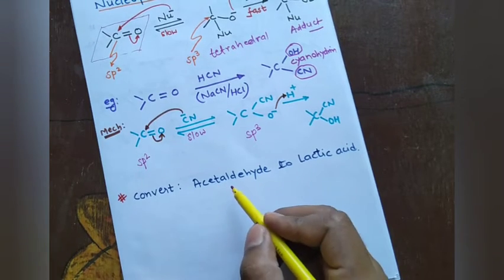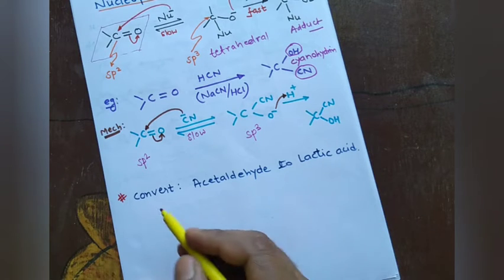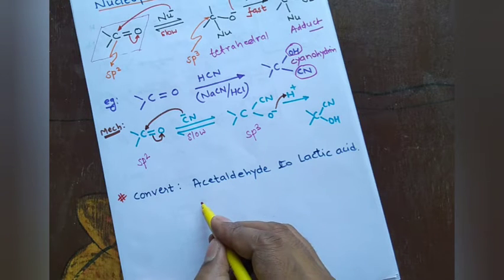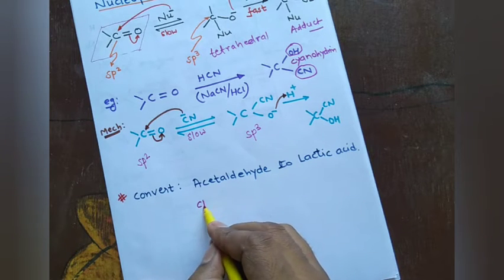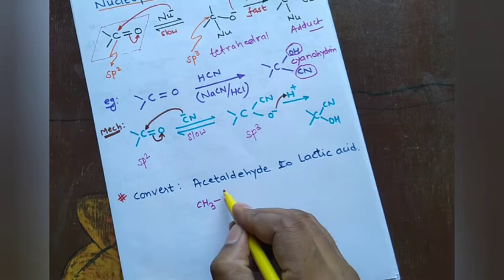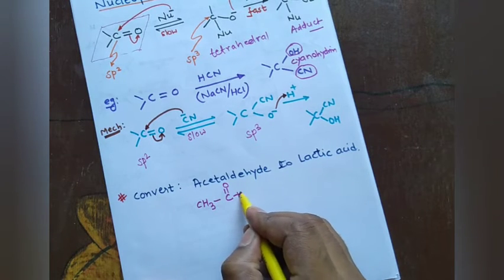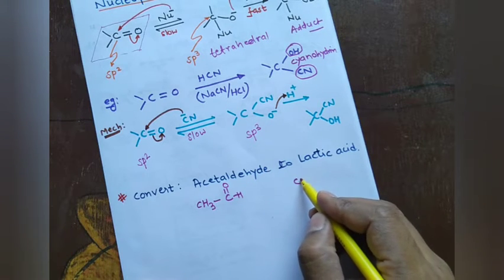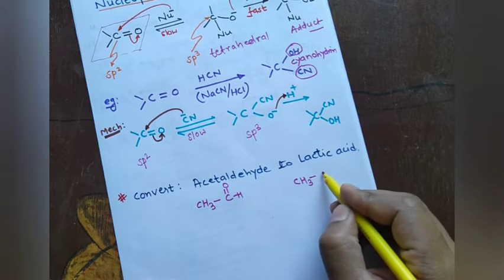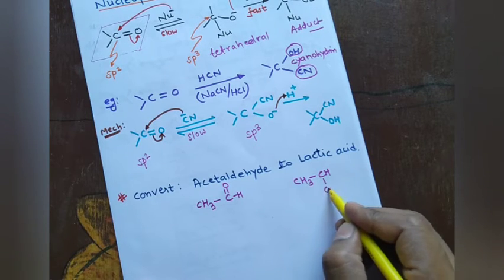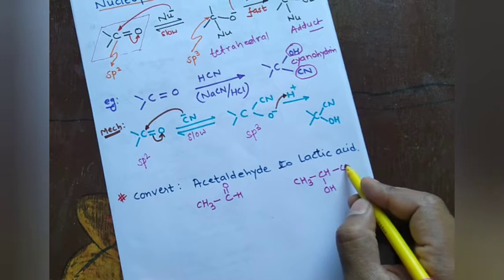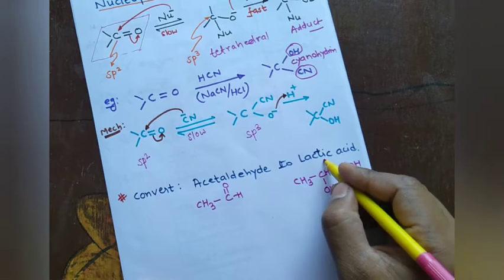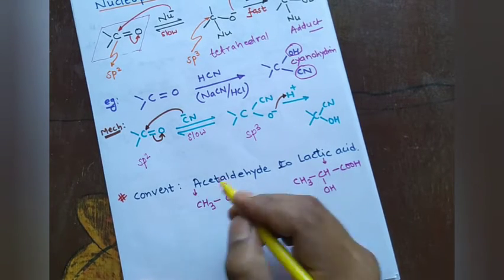See, the significance of this reaction is the conversion of acetaldehyde to lactic acid. This is a very important conversion. What do you mean by acetaldehyde? Ethanal, CH3CHO, is known as acetaldehyde. And what is lactic acid? Unless you know the structure of the molecules, you cannot do the conversions. The IUPAC name of this is 2-hydroxypropanoic acid, lactic acid. This is lactic acid, this is acetaldehyde, ethanal.